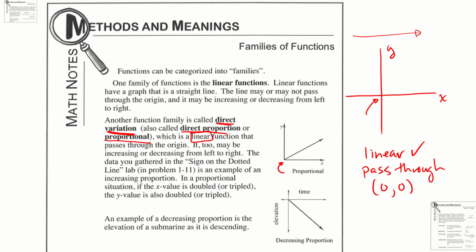An example of a decreasing proportion is the elevation of a submarine as it's diving. At sea level, the submarine is at the origin. And as time goes on, as it's diving, as time increases, the elevation below the water level will increase. Okay, so linear functions are a big group here.